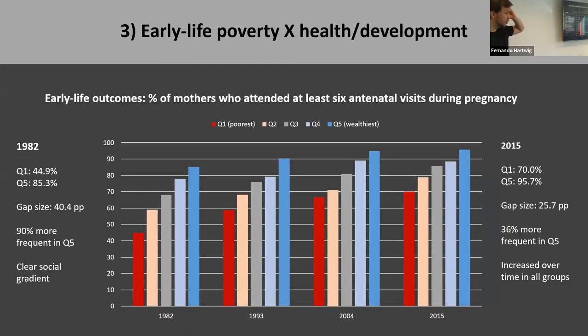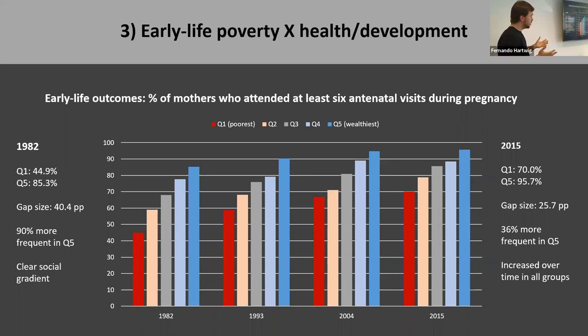So starting with early life outcomes, starting with the earlier stuff first, I suppose. One of the things we can look at in Pelotas, for example, is the proportion of mothers who attended at least 6 antenatal visits during pregnancy. And this is just an indicator of sort of proper antenatal care. The red bars here correspond to the poorest subset of the population, and the blue bars correspond to the wealthiest subset of the population. And the bars in between, I guess you can guess what they mean, right? Just going from poorest to wealthiest, from left to right, for each one of the cohorts.